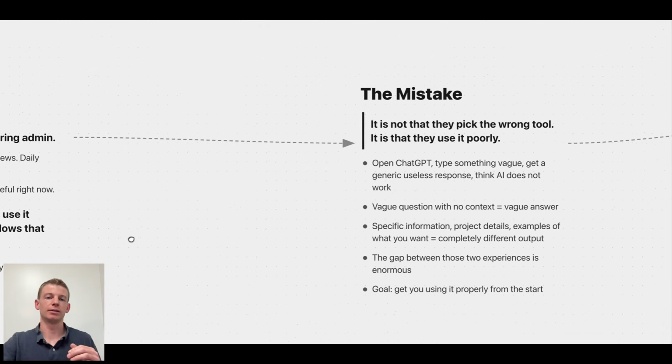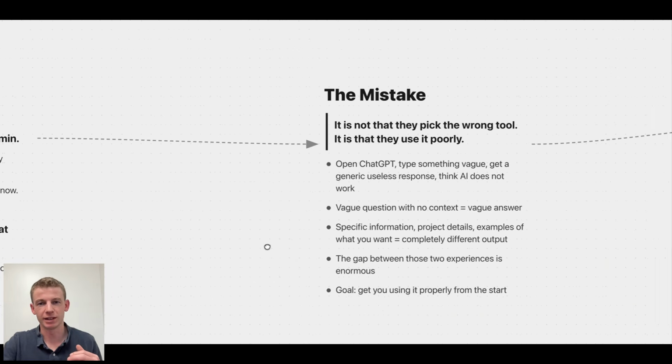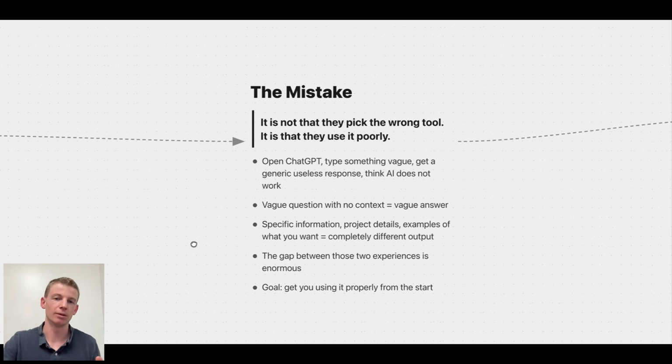Now, the mistake. Where I see a lot of people go wrong is not that they pick the wrong tool, it's just that they don't actually use it properly. They open up ChatGPT, they type something vague like, help me write this proposal, and they get some sort of generic, useless response. Then they just think, okay, AI doesn't work, it's not for me. But in reality, it's only as good as what you give it.